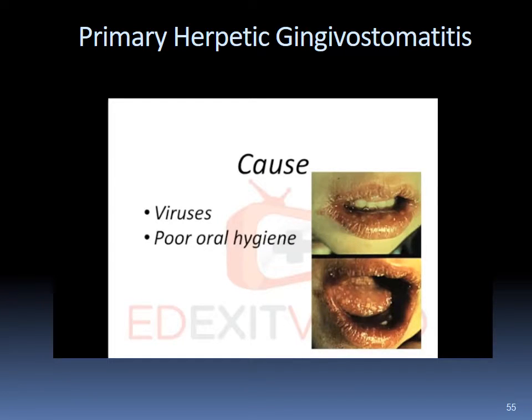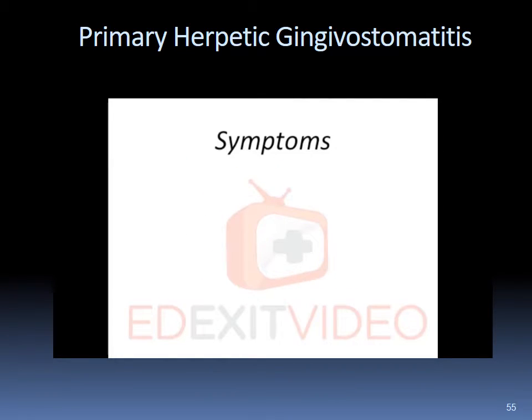The viruses that cause this disease include HSV, or herpes simplex virus type 1, also known as the virus that causes cold sores, and Coxsackie virus, which is known to cause herpangina. Poor oral hygiene is also associated with this medical problem.